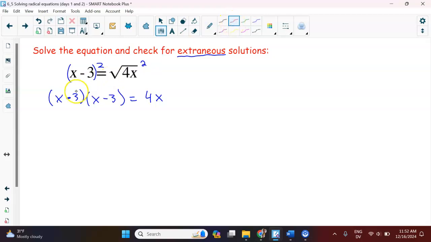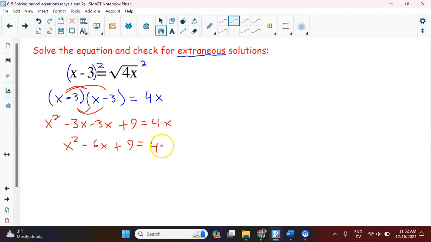Okay, so now we FOIL out. So we have x squared, a minus 3x, another minus 3x, and then a positive 9. Okay, and then kind of combine the like terms is our next step. Okay, and now we just have an x squared equation, a quadratic, and we can solve that with like factoring, graphing, quad formula, any of those things. The only trick is we need to get the 0 on one side first. So minus the 4x from both sides. We have x squared minus 10x plus 9.